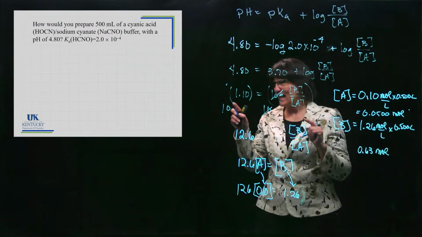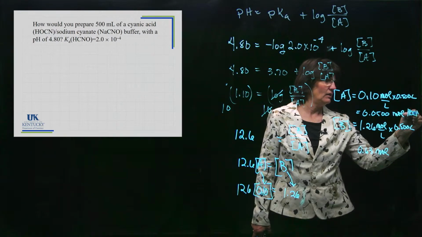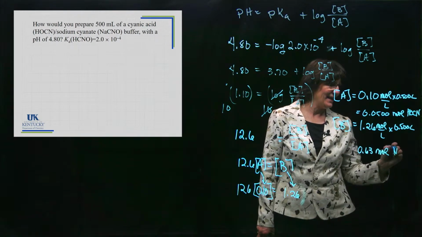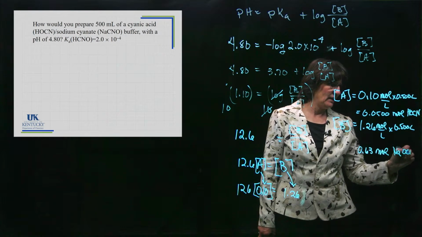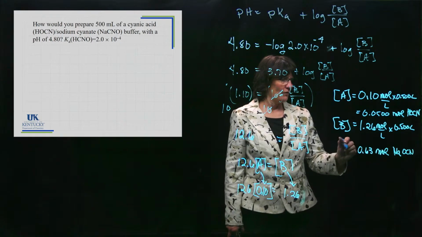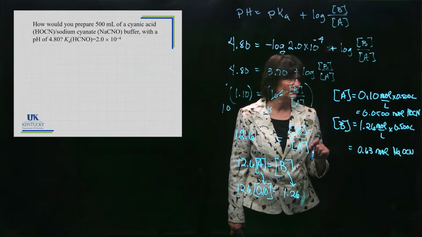What's my acid? It's HOCN. And this is moles of my base, which was NaOCN. Actually, I wrote it as NCO, but it doesn't really matter. So there we go. We've got how many moles I have of each of these solutions.